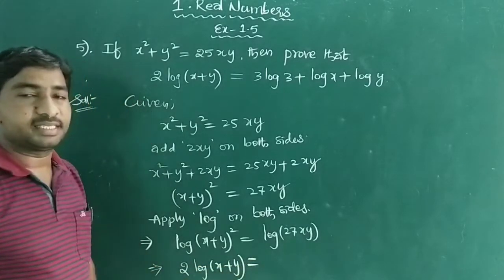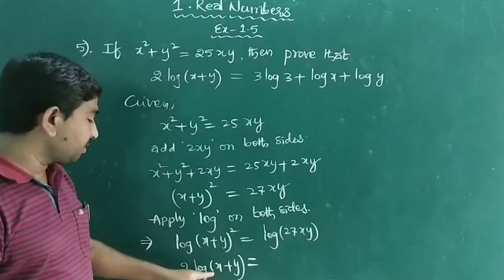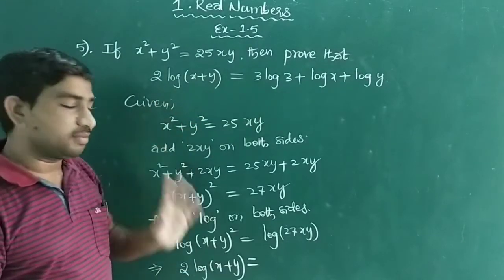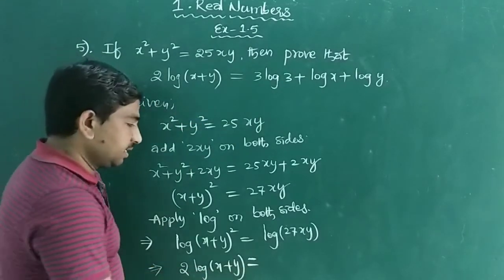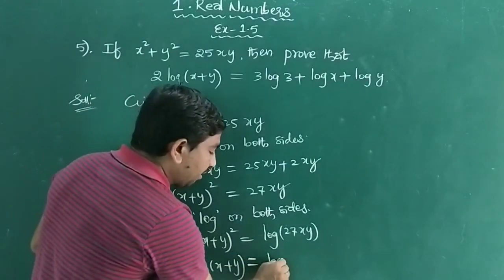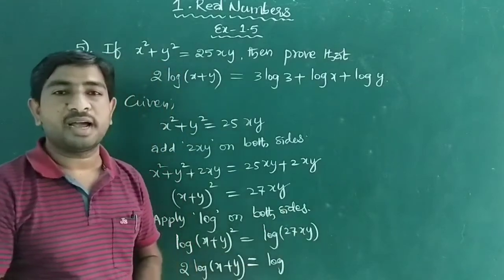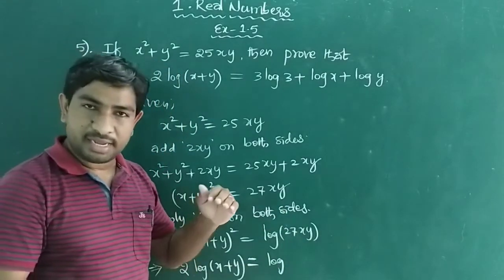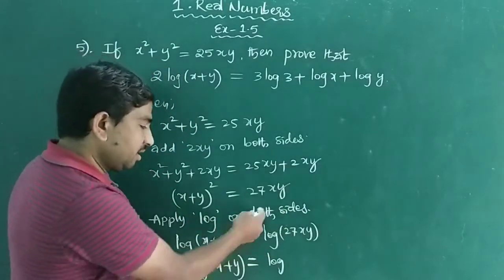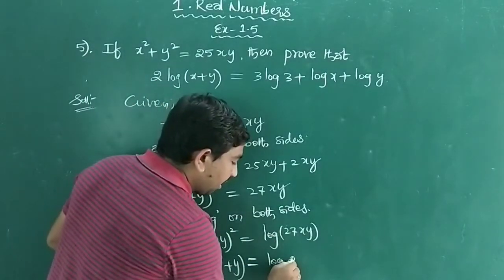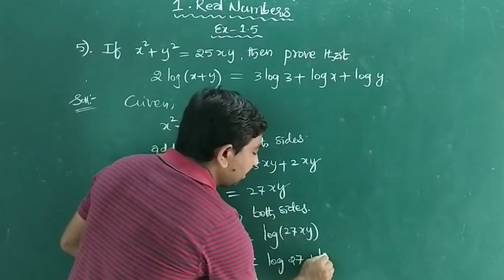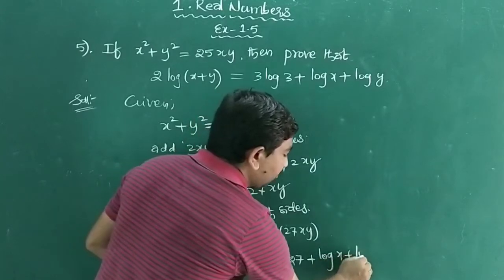If you observe this, this is our required left side value of the given problem, 2 of log of (x plus y). And the right side can be written as log of 27xy. We know that log of a into b into c is equal to log a plus log b plus log c. Like that we can write it as log 27 plus log x plus log y.